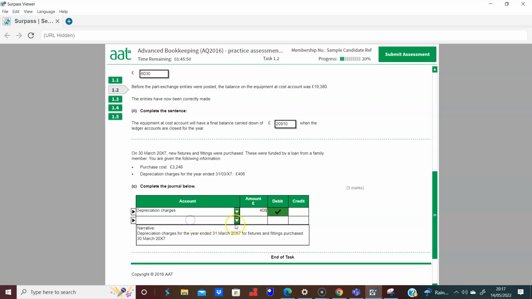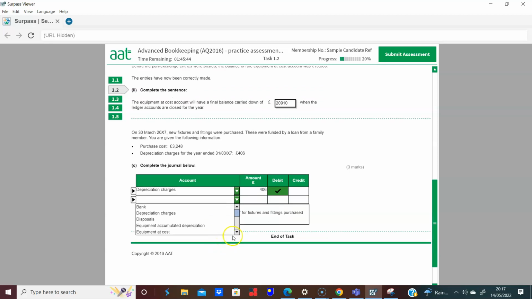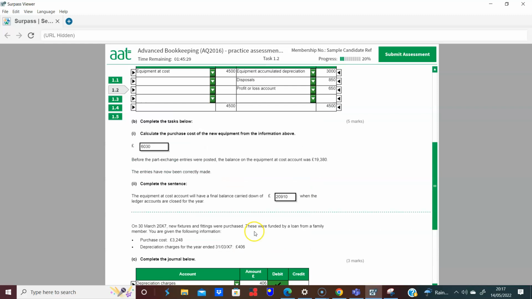And then, of course, accumulated depreciation, which I suspect is what they're testing here. Fixtures and fittings, just to be sure there's nothing else lurking there. It's fixtures and fittings accumulated depreciation, isn't it? 406 as well. And then that's a credit. Yeah, awesome. And that is the end of task 2.